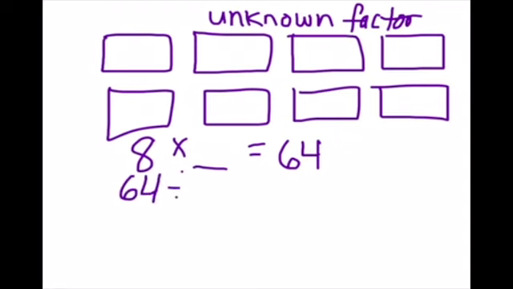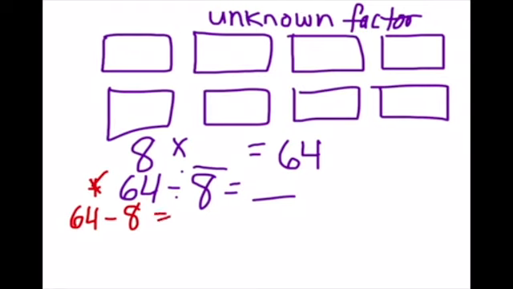64 divided by 8 equals unknown. Good job. So let's use our repeated subtraction strategy again to try to figure this out. So again, with repeated subtraction, I can repeatedly subtract 64 minus 8. Okay, and I'm going to keep doing that until I get to 0.